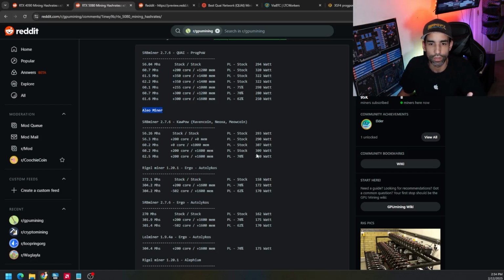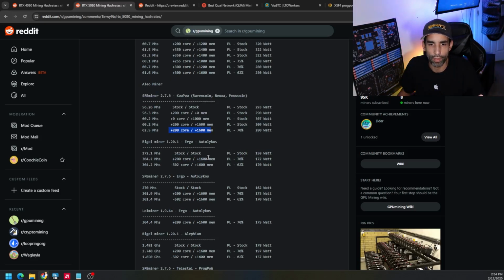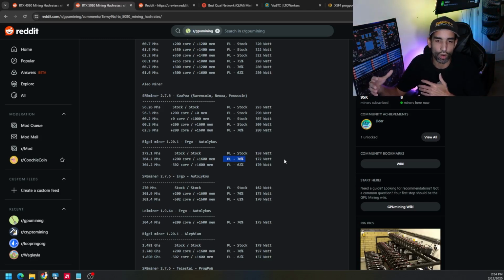But Kapow, let's say, for example, 70% power limit, 280 watts, 62.5 mega hash, plus 200 in core, plus 1600 in the mem. On Ergo, RigelMiner with Autolykos was the best one I saw. Again, shooting for that 70% power limit, not leaving it stock, because stock it only goes so far. It won't go above 2250 megahertz at stock. It does more like 2145.